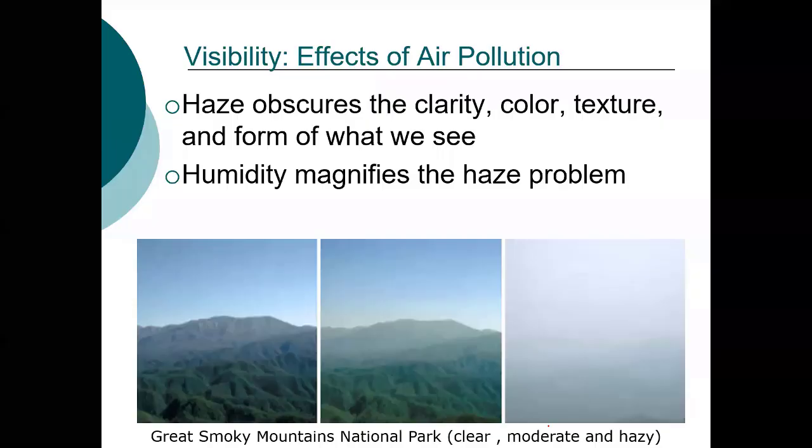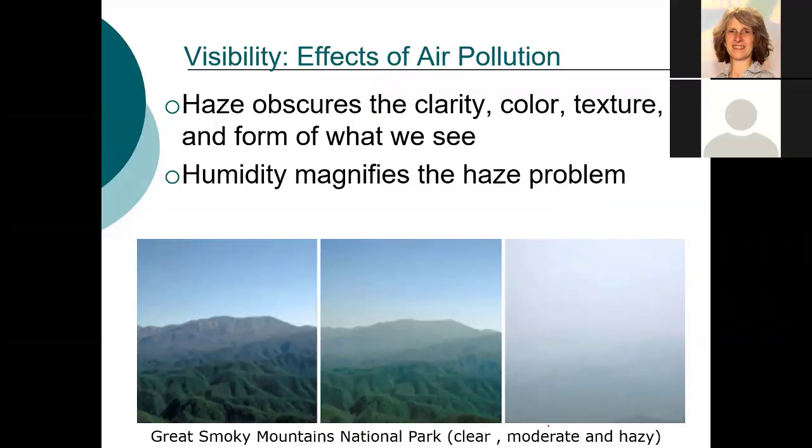And you can see it here. This is in the Great Smoky Mountains. On the left, you've got a clear day, in the middle, moderate haze, and then a really hazy day where you can't see much of anything. What happens is humidity tends to magnify the problem because some particles attract water. So then they grow in size, and as a result, they scatter more light so that you decrease the visibility. And that's what's observed here.